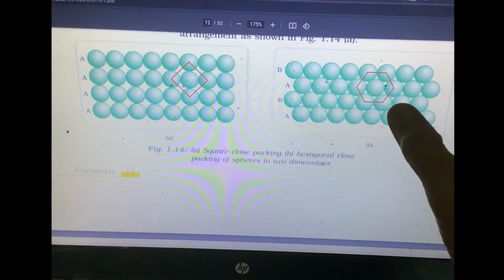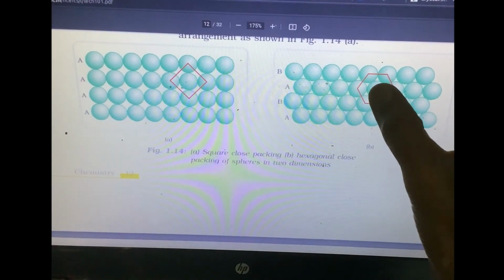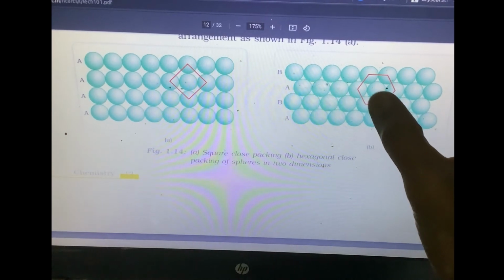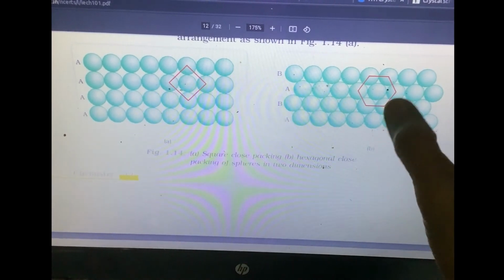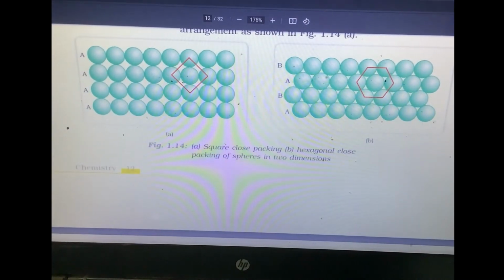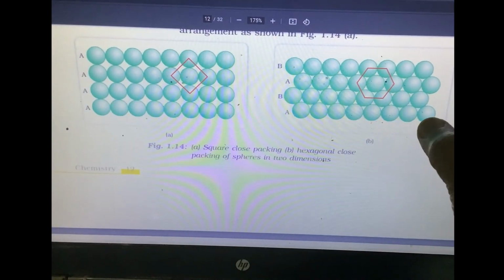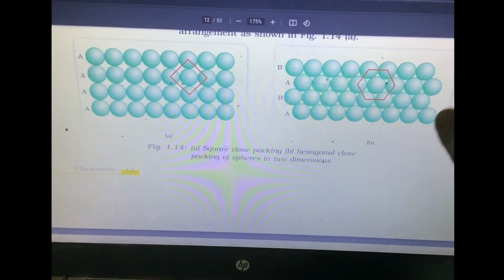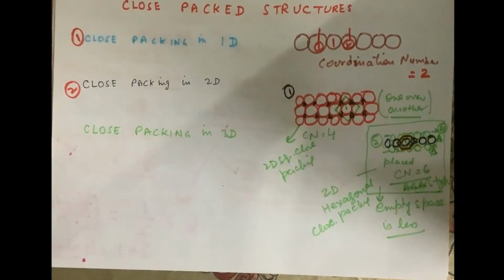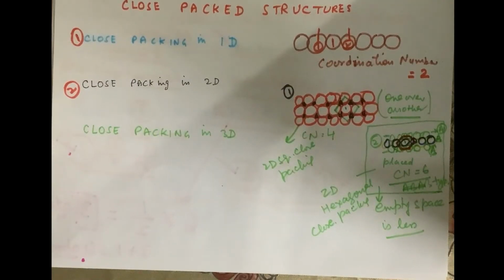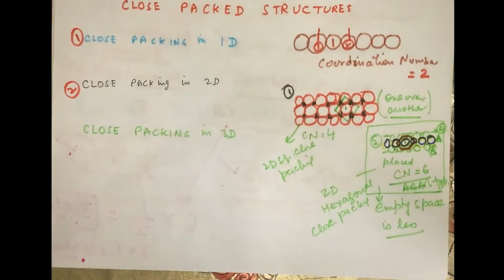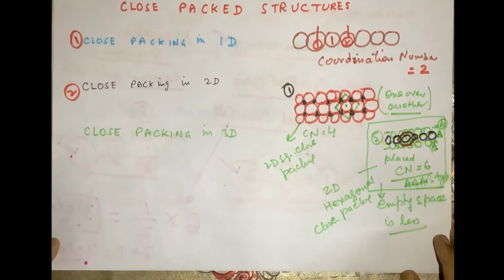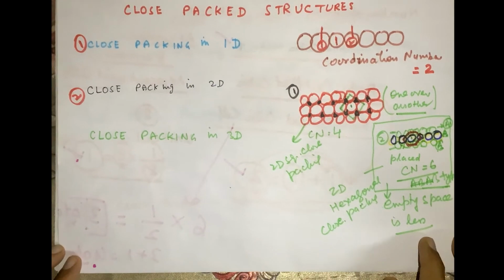And here the coordination number is 6 because the central particle, one constituent atom, is in contact with the 6 surrounding atoms. Here the coordination number is 6. Now I think that the concept is clear, and now we come on to the close packing in 3-dimensional.